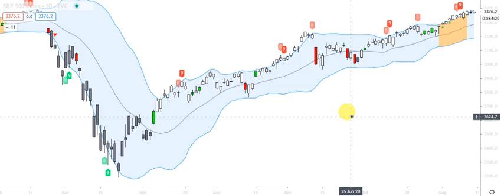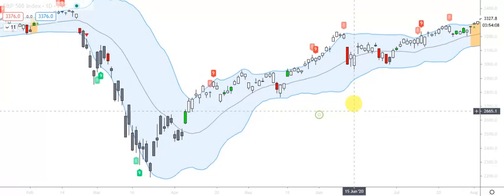I wanted to take a moment to go over my indicator and hopefully answer some questions and give you guys some insight into how I use the indicator. So with that said, let's get started.